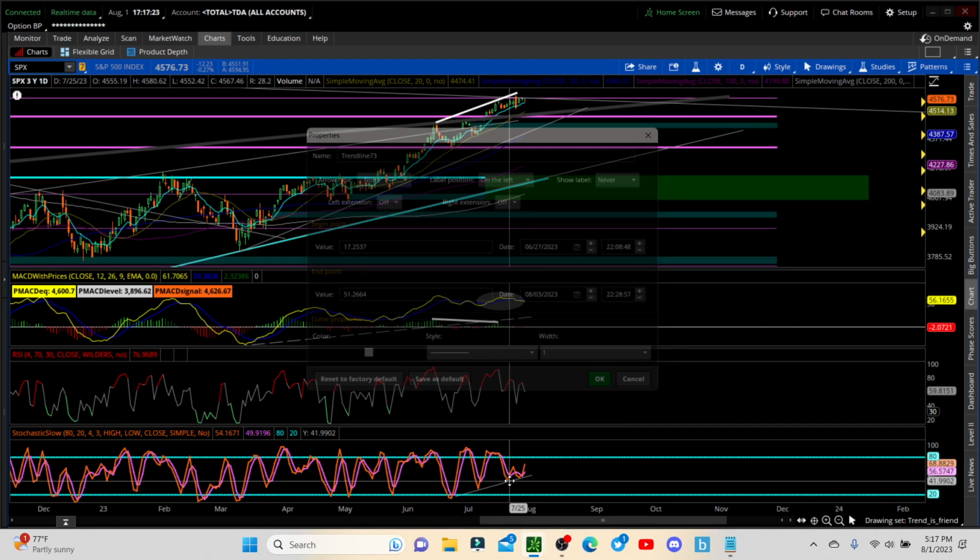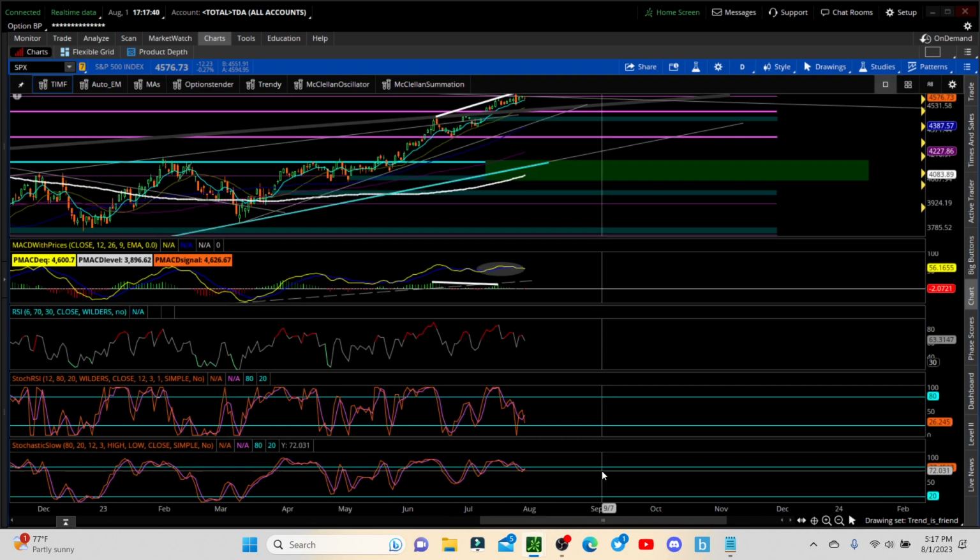Trend is our friend, and I have the slow and the fast stochastic, the RSI and the slow stochastic on here. At this point, we can see the divergences there, and on the slow as well. As soon as we break down from this trend line headed up, then we should see some movement to the downside.